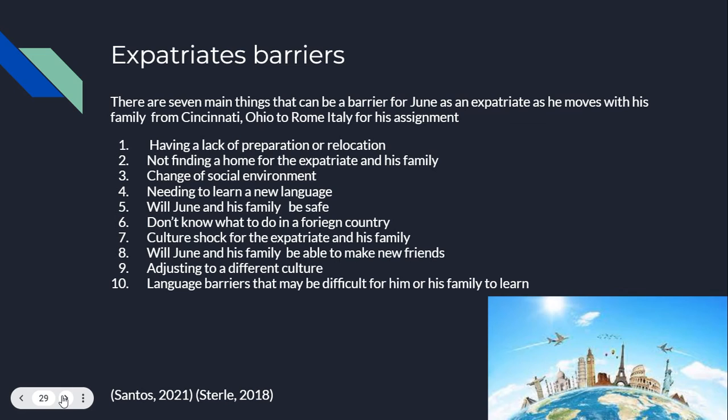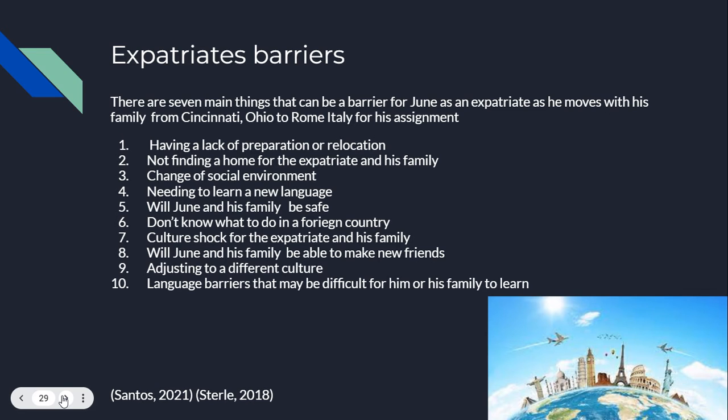Now, there are a few barriers to consider, such as a lack of preparation or relocation process, not finding a home and the amount of time for the expert and his family, the change of social environment, needing to learn a new language. Will June and his family be safe? Don't know what to do in a foreign country outside of working. The cultural shock will sometimes be overwhelming for the expert and his family.